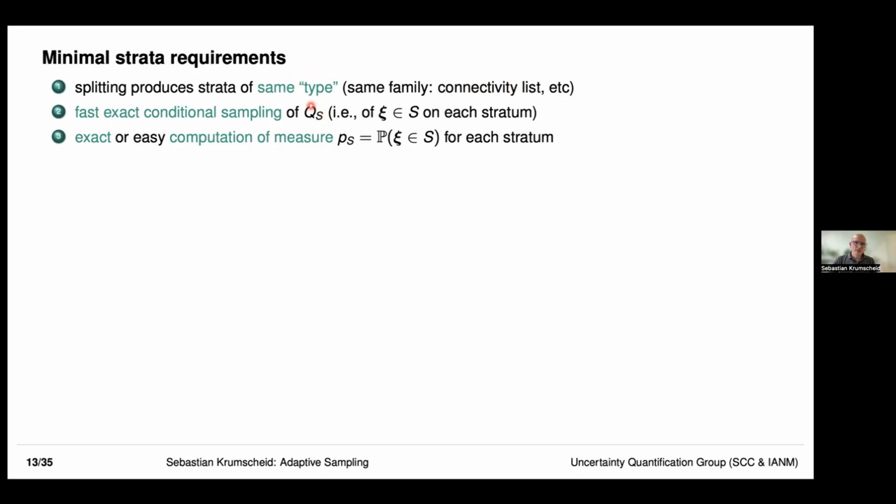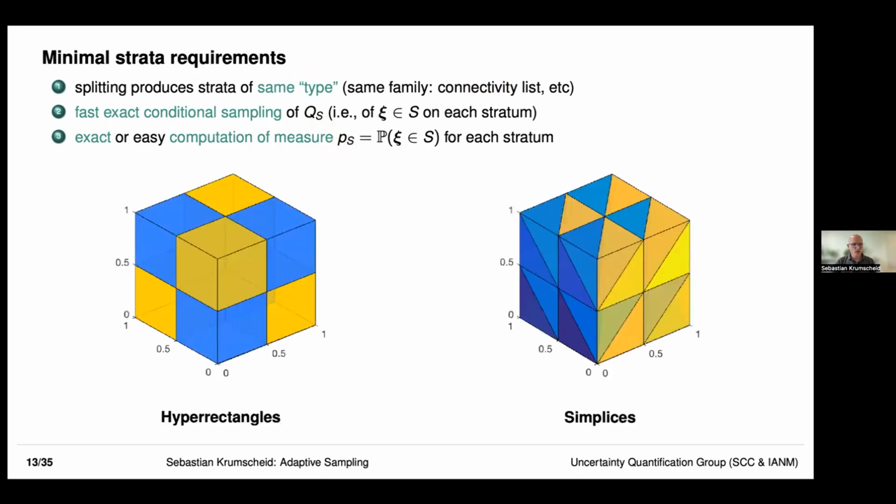In each stratum, we need to sample. So we need fast uniform sampling in each stratum S. This is a constraint, and we need to know the size of the stratum, the measure of the stratum, as well. So for these reasons, we're going to restrict our attention to hyperrectangles and simplices. Admittedly, we started with simplices because we thought, from finite element methods, this maybe gives us more flexibility. Turns out this is already quite good. Anyway, we have both available.